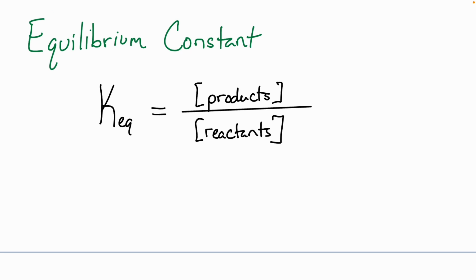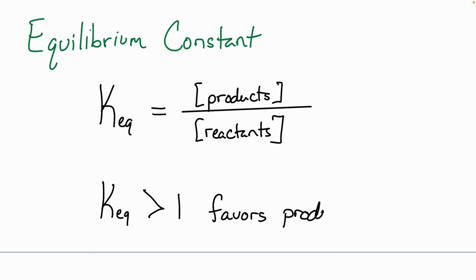Okay? So let's look at this equation here. Let's say that we have a KEQ that's a really big number, 10 to the 7, right? If we look at our equation, does that mean that we're going to have more products or more reactants? If that KEQ number is really big, what's going to be bigger, the numerator or the denominator? Our products. Okay, so anytime we have a KEQ greater than 1, we say that this is a reaction that favors the products.